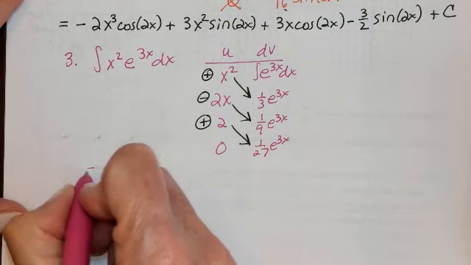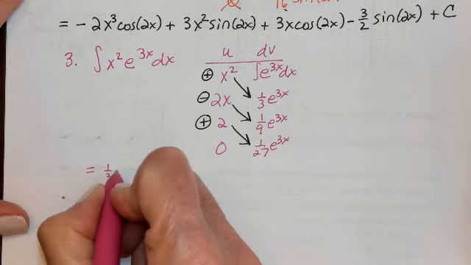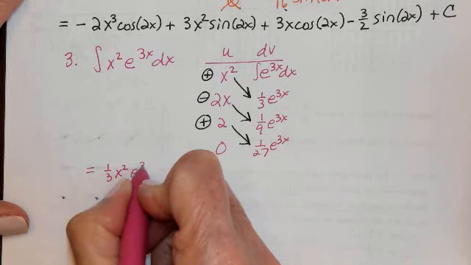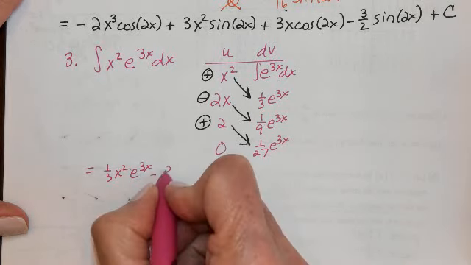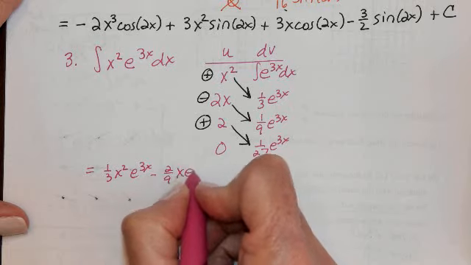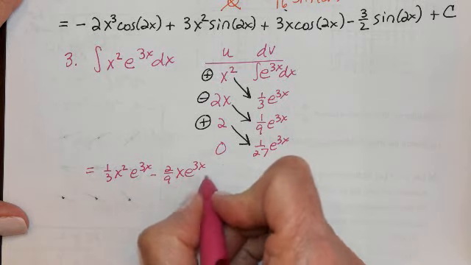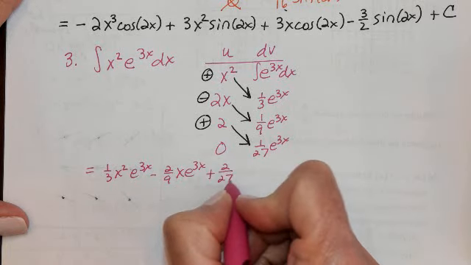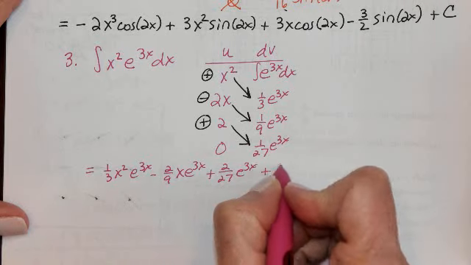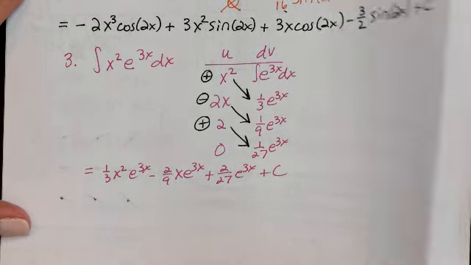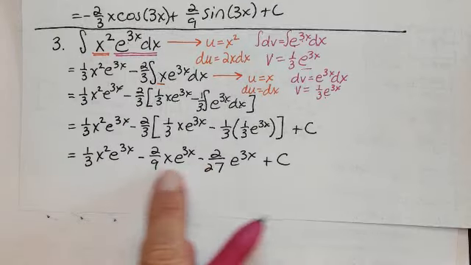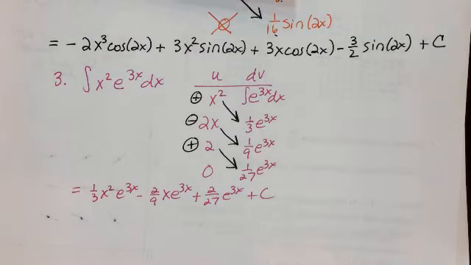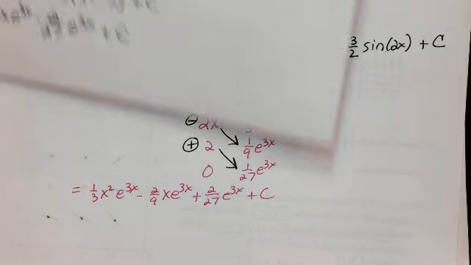So this will equal 1/3 x squared e to the 3x minus 2/9 x e to the 3x plus 2/27 e to the 3x plus c. And that was quite a bit quicker than our process here. And we got a different answer.